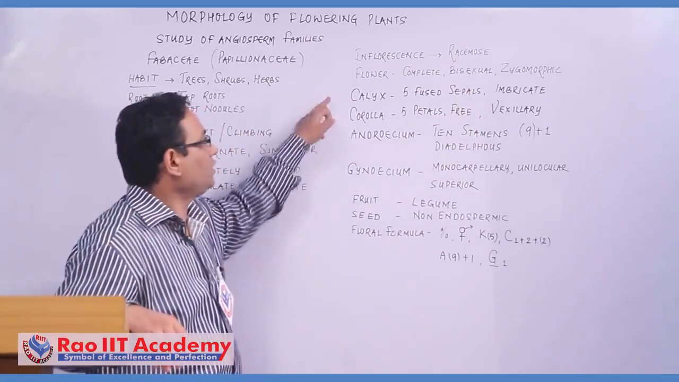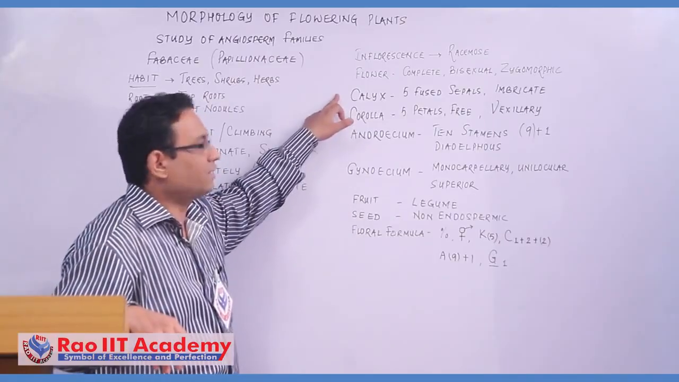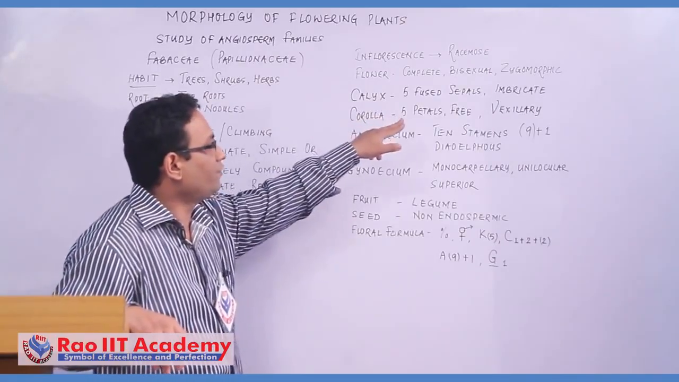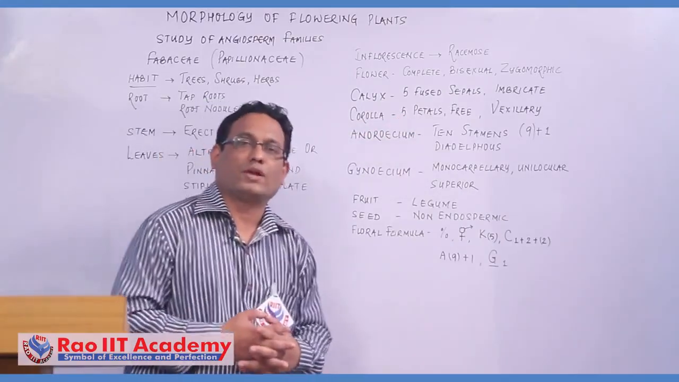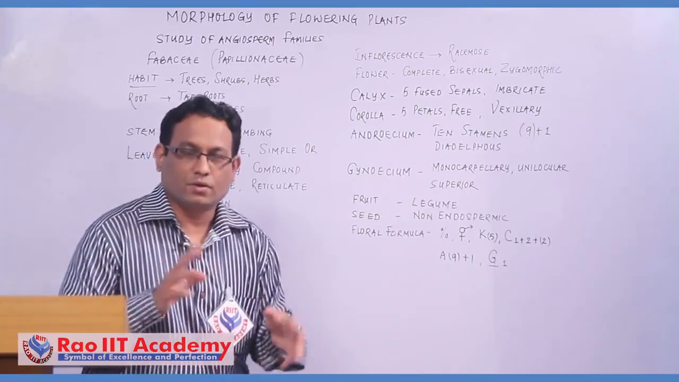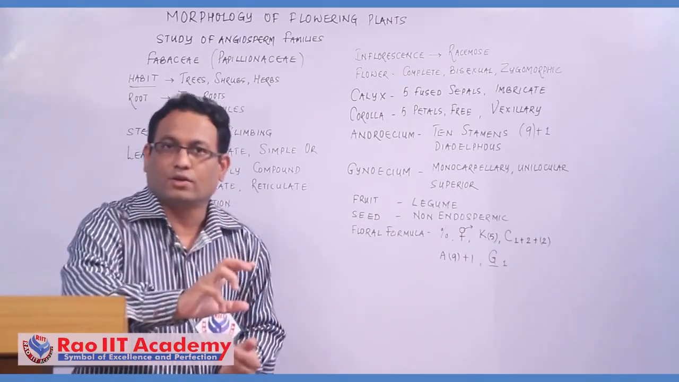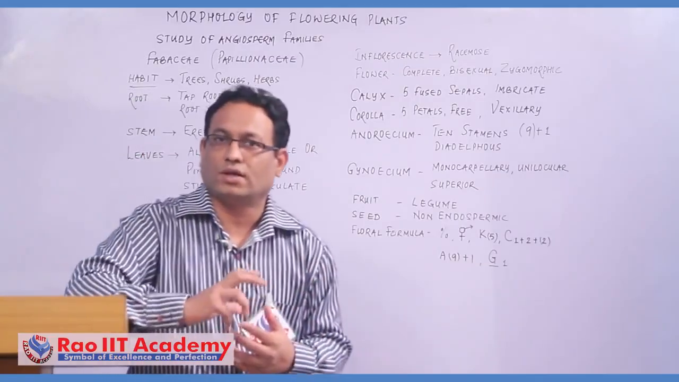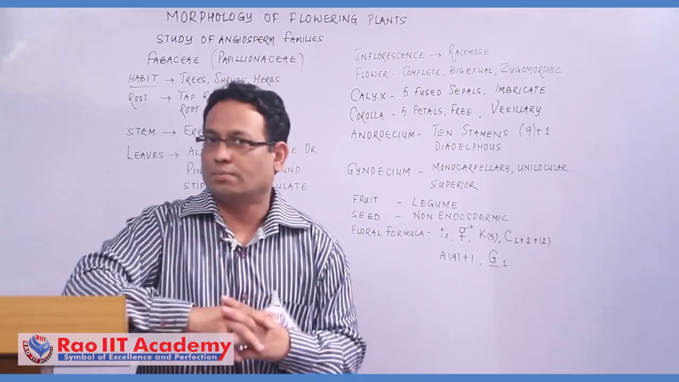Now as we move on with each and every whorl, to start off with calyx, there are 5 fused sepals, which show an imbricate estivation. Now let me tell you all that the estivation is actually the arrangement of the sepals and the petals in the bud condition.